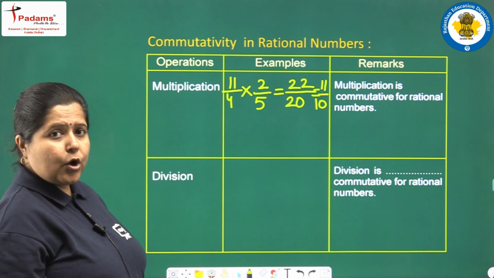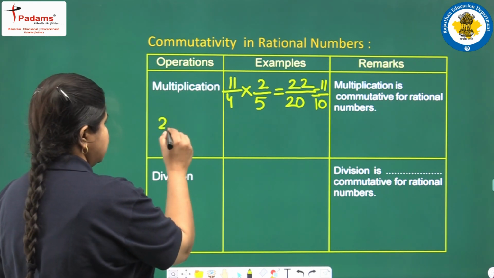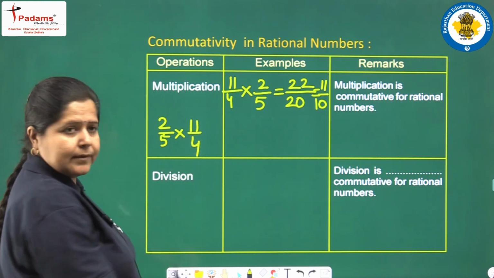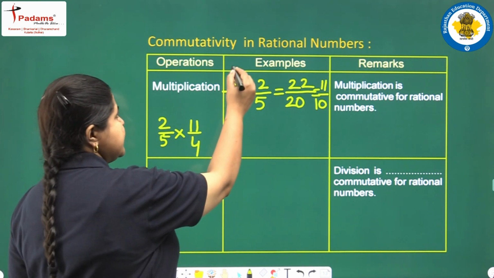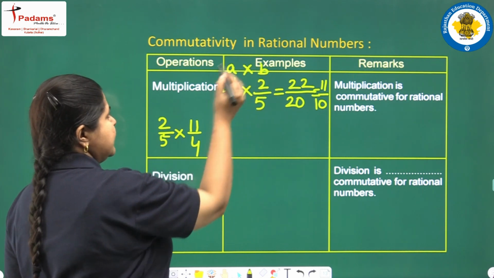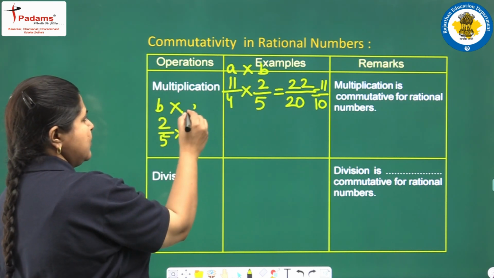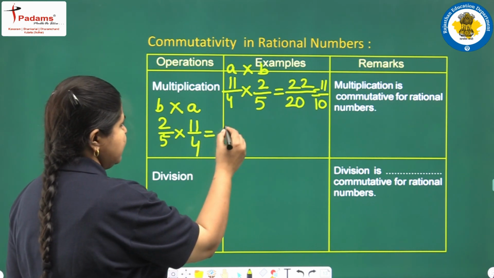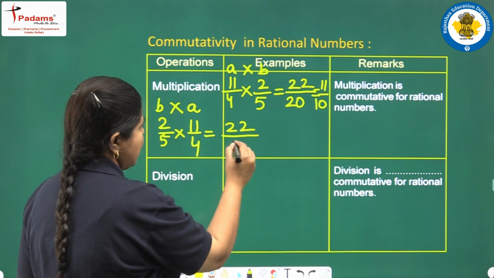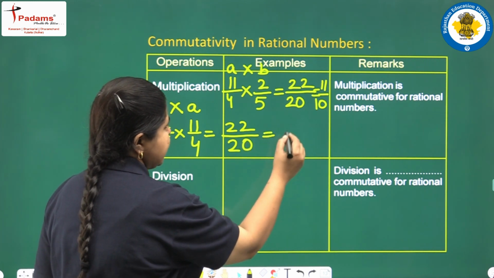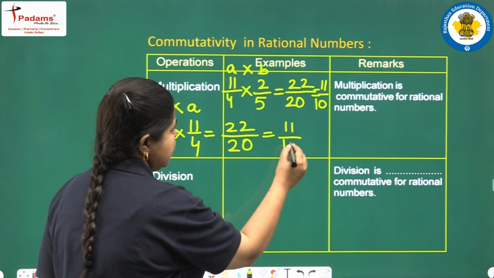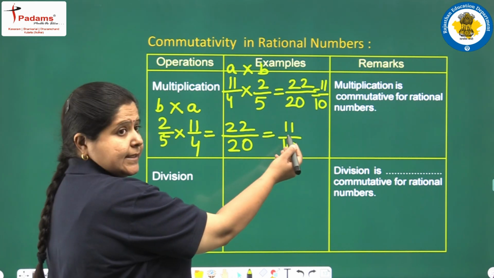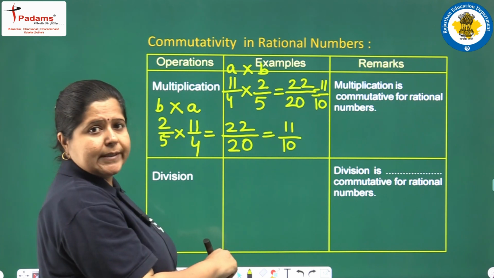Now let us change the order of multiplication. 2 by 5 into 11 by 4. We have changed the order. First it was A into B, now it is B into A. We have changed the order of the numbers. So again we get 22 upon 20 and by cancelling by 2, 11 by 10. You all know that 2 11s are 22 and 2 10s are 20.